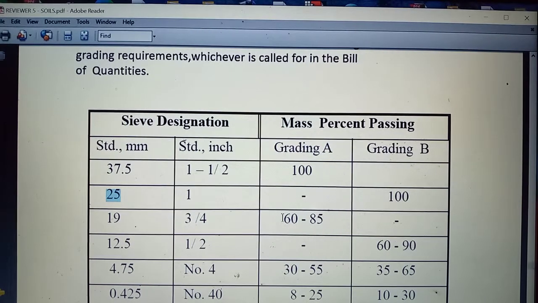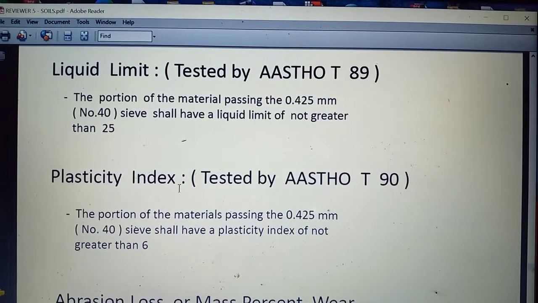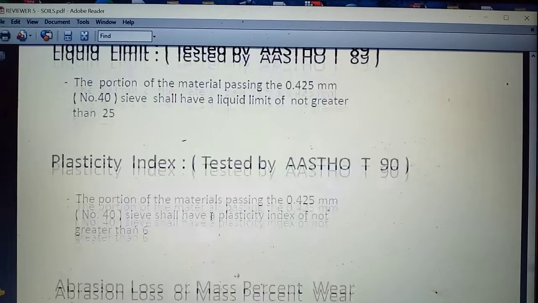Okay? So, kay sa base course is 75 mm. Yung maximum size ng aggregates. Kay base course, 50 mm. Ito naman kay crushed aggregates, meron kang grading A at grading B na yung maximum size ng aggregates is 37.5 mm and 25 mm respectively. Okay? So, let's proceed. So, meron din siyang liquid limit, plasticity index, and abrasion or mass wear.